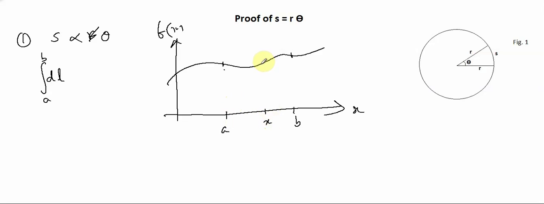Corresponding to this random point x, you will have a certain f(x), a certain value of f. Now consider a small, infinitesimally small length dx around x. So this is dx. Corresponding to this dx, the length of the function will be dl.